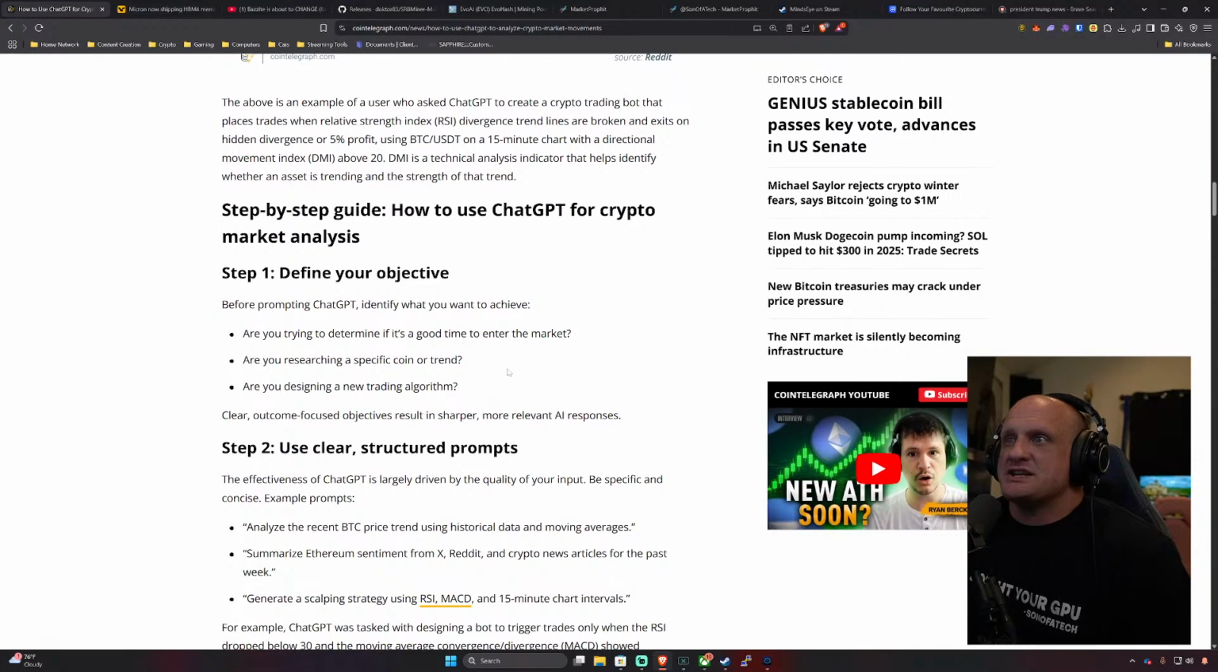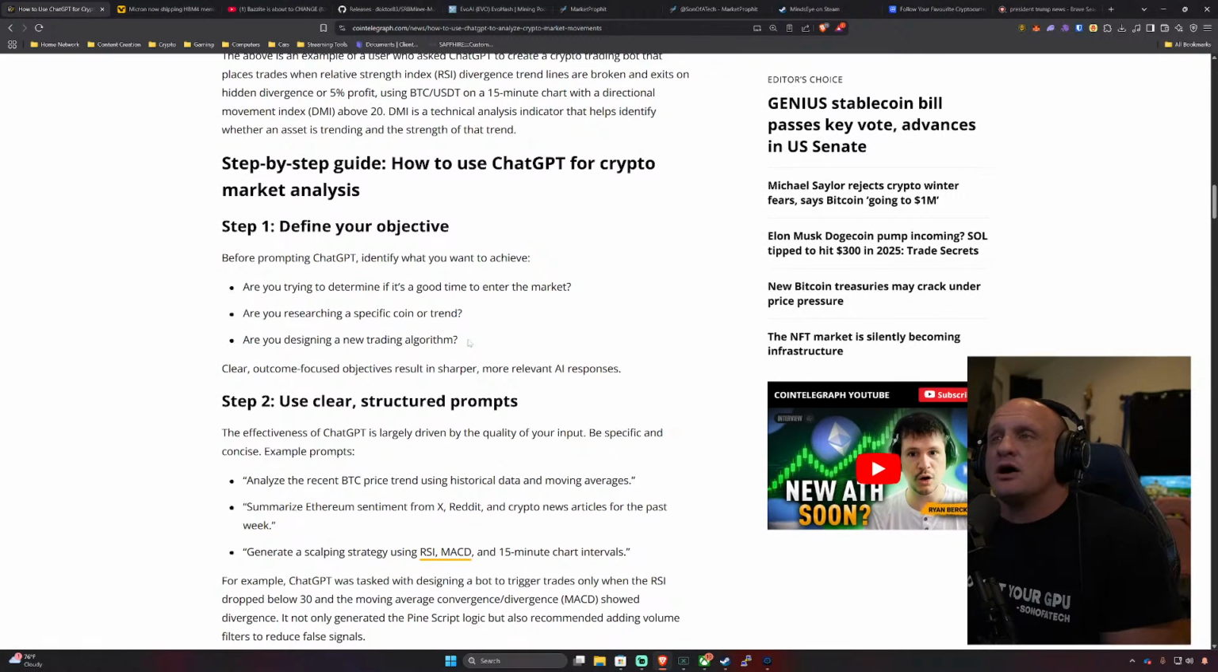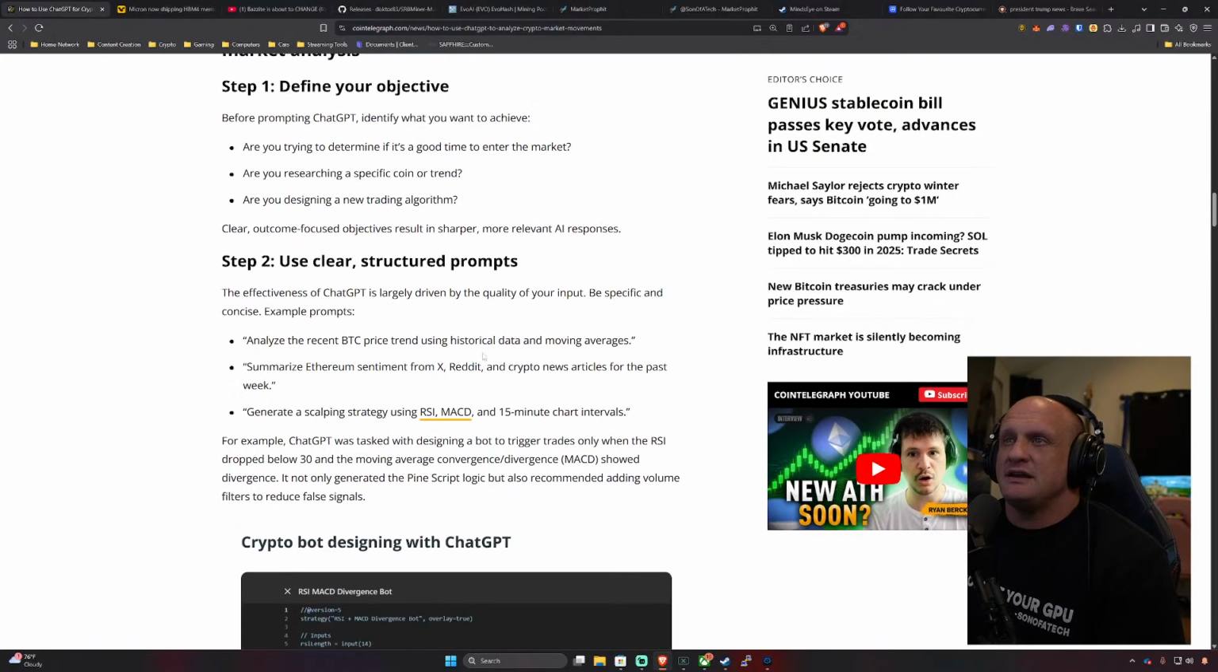Before prompting ChatGPT, identify what you want to achieve. Are you trying to determine if it's a good time to enter the market? Are you researching a specific coin or trend? Or are you designing a new trading algorithm? Clear, outcome-focused objectives result in sharper, more relevant AI responses. The effectiveness of ChatGPT is largely driven by the quality of your input. Be specific and concise, and there are some example prompts here.